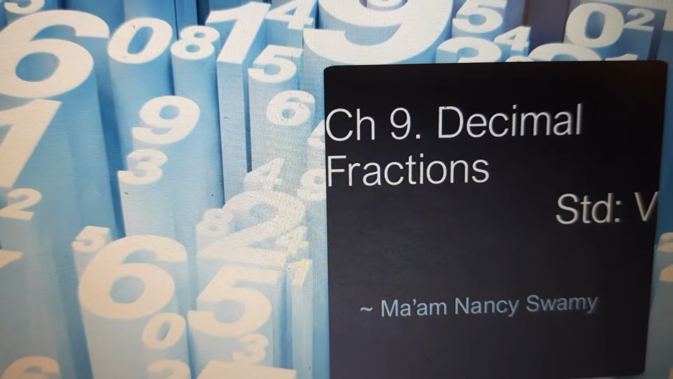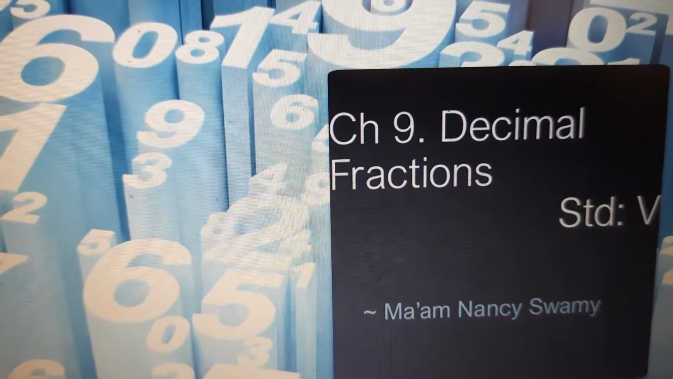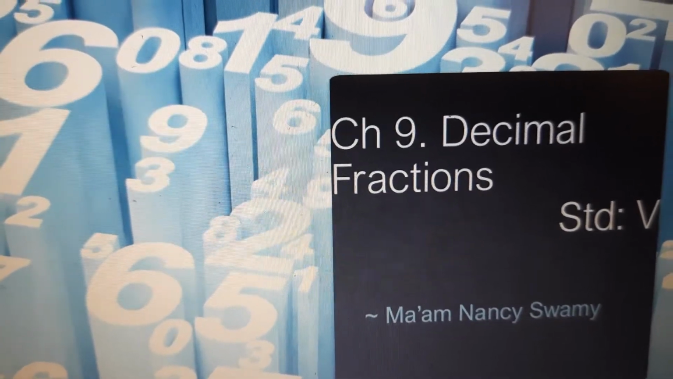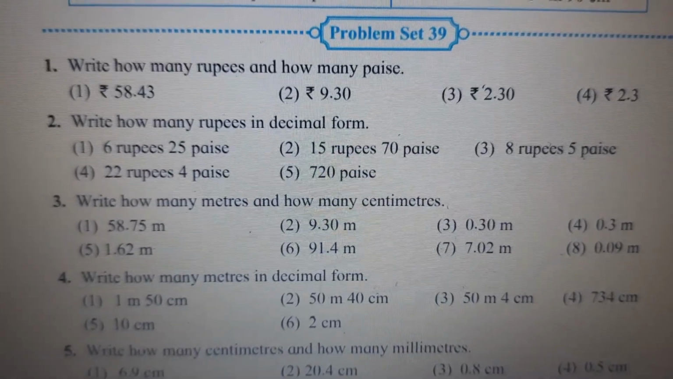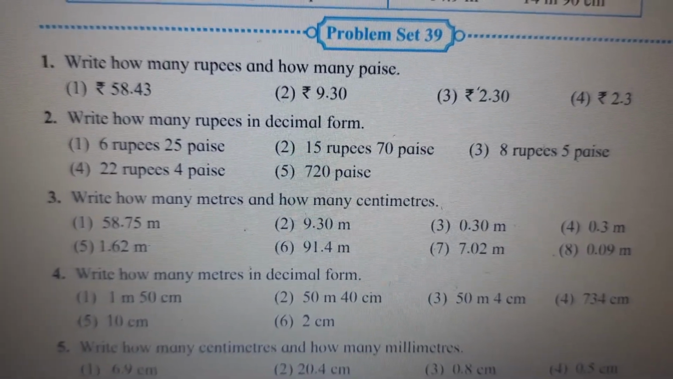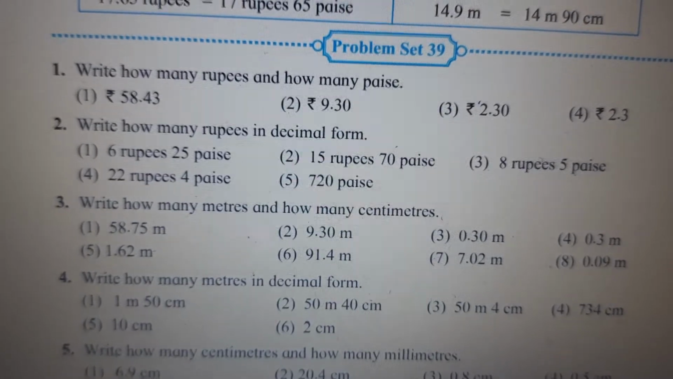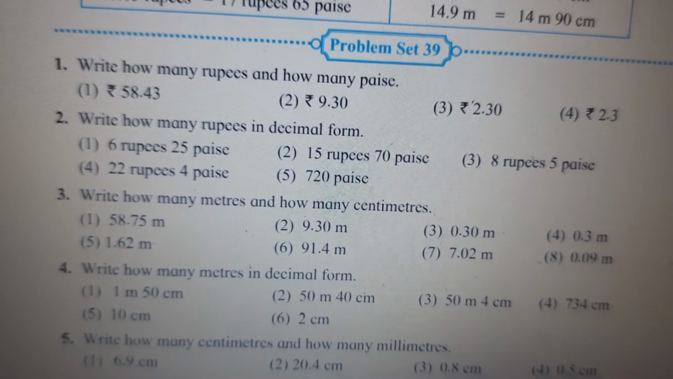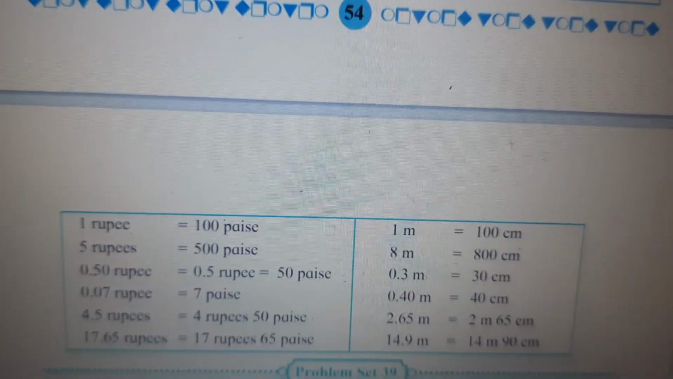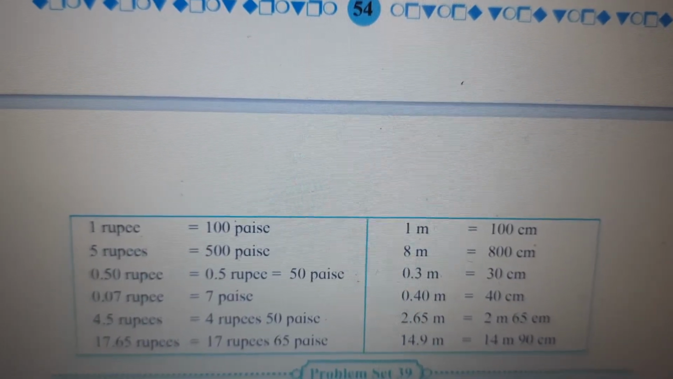Welcome back to our chapter 9, Decimal Fractions. We continue with problem set 39. You've already learned, or just have a look through, the conversion of rupees and paise. Let me show it to you once more. Here, 1 rupee is equal to 100 paise.